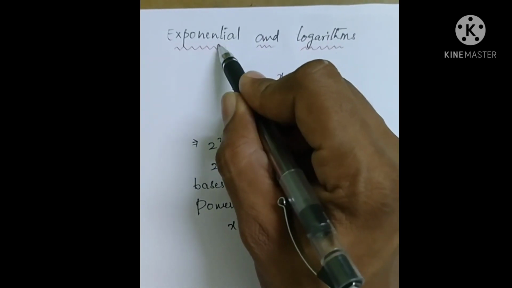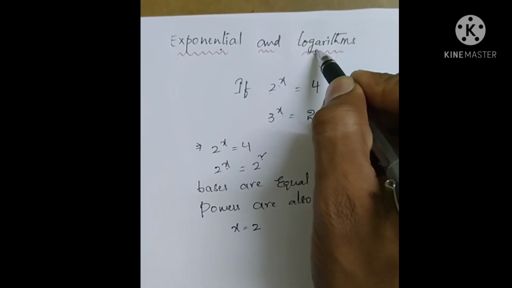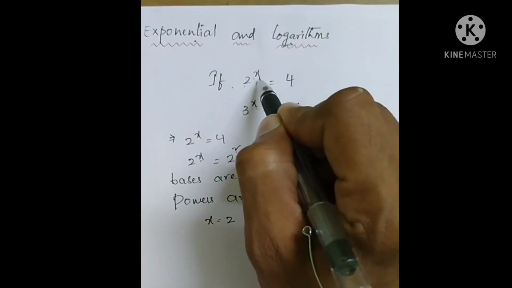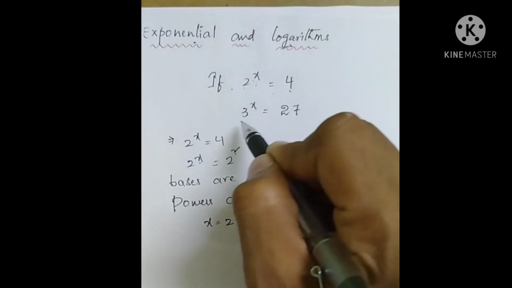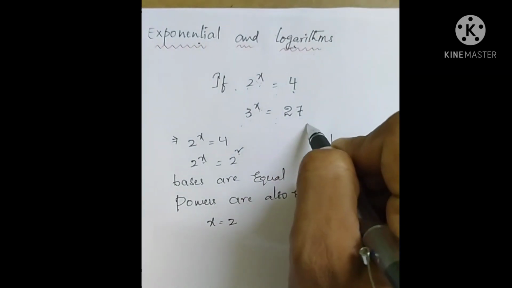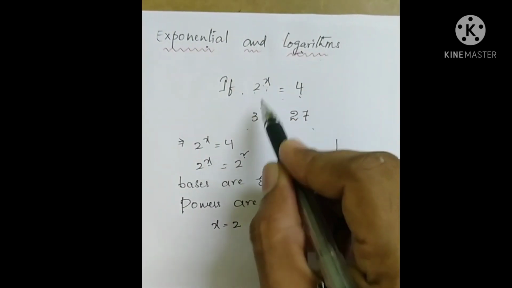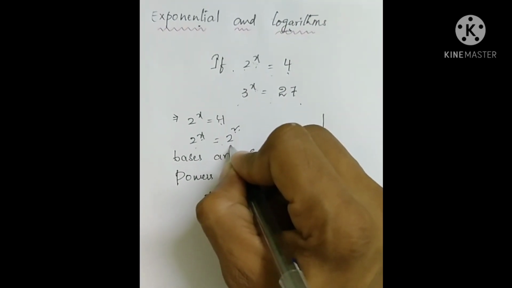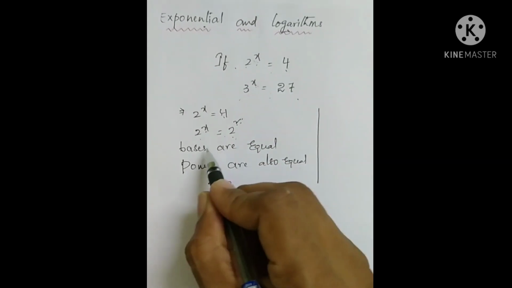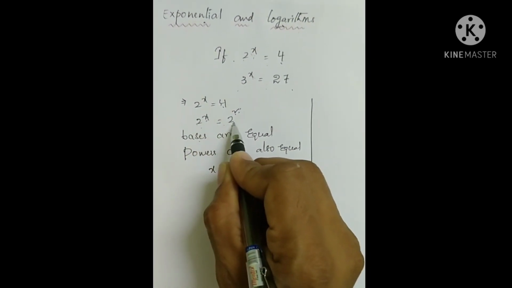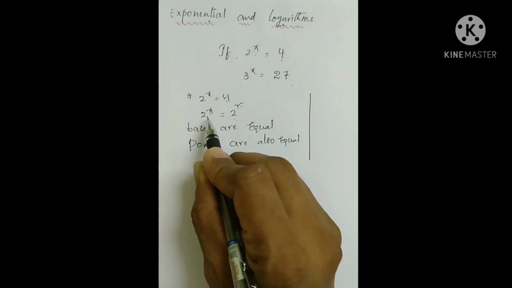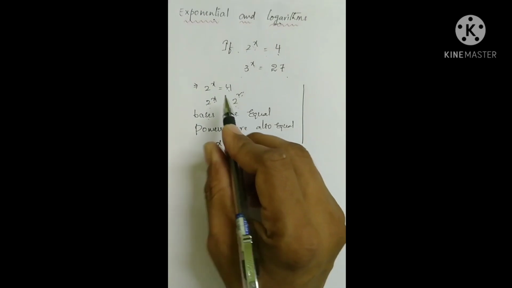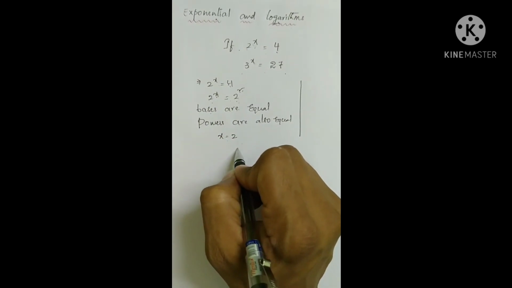So, the relation between exponentials and logarithms. Let's take two examples. 2 power x is equal to 4, and 3 power x is equal to 27. Here 2 power x is equal to 4, also written with base 2 as 2 squared. Here the bases are equal, so the powers should also be equal. So x is equal to 2. Here x is equal to 2 is the result.